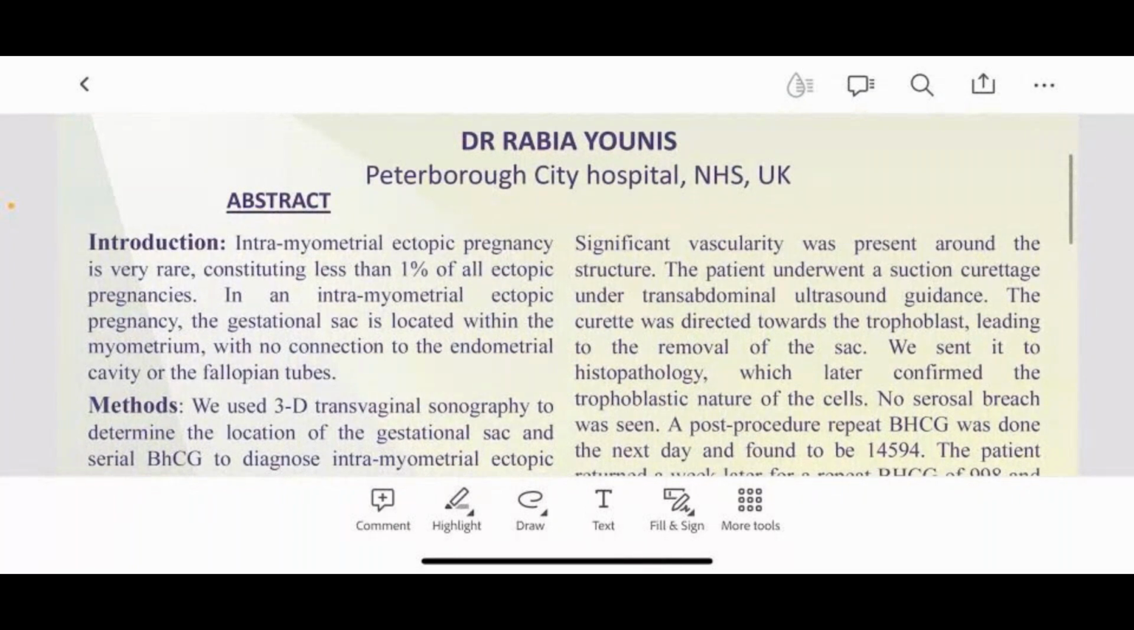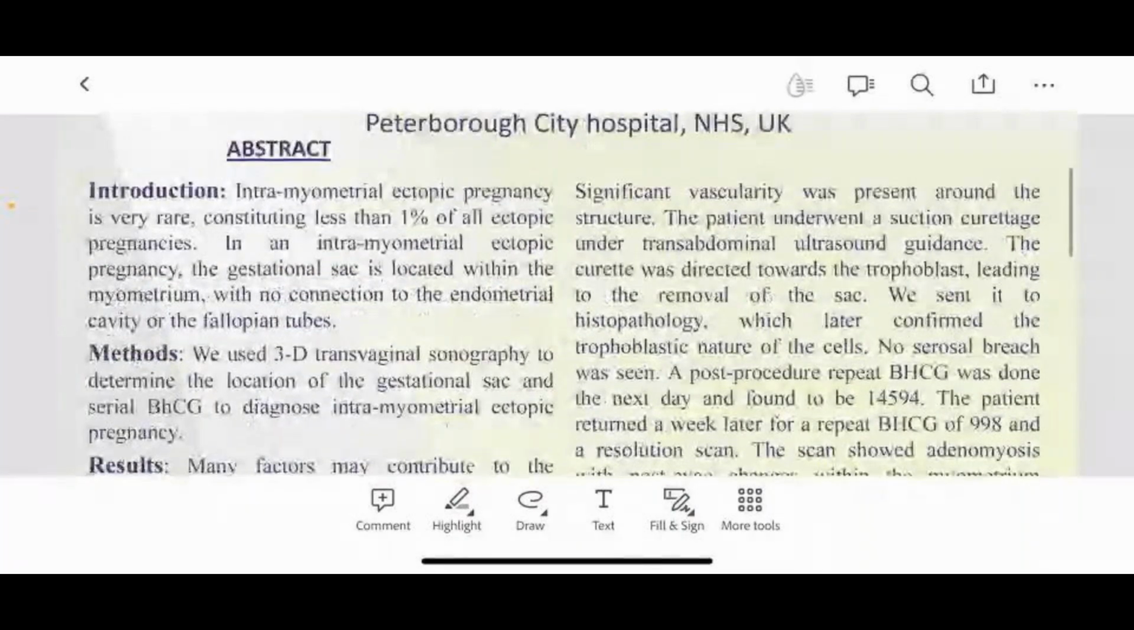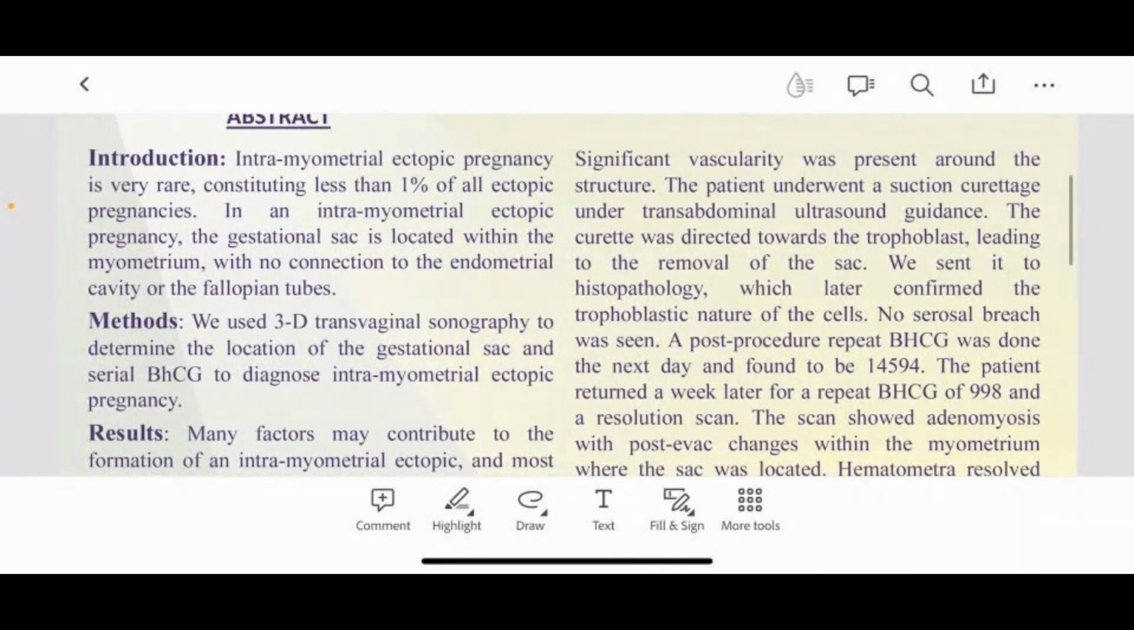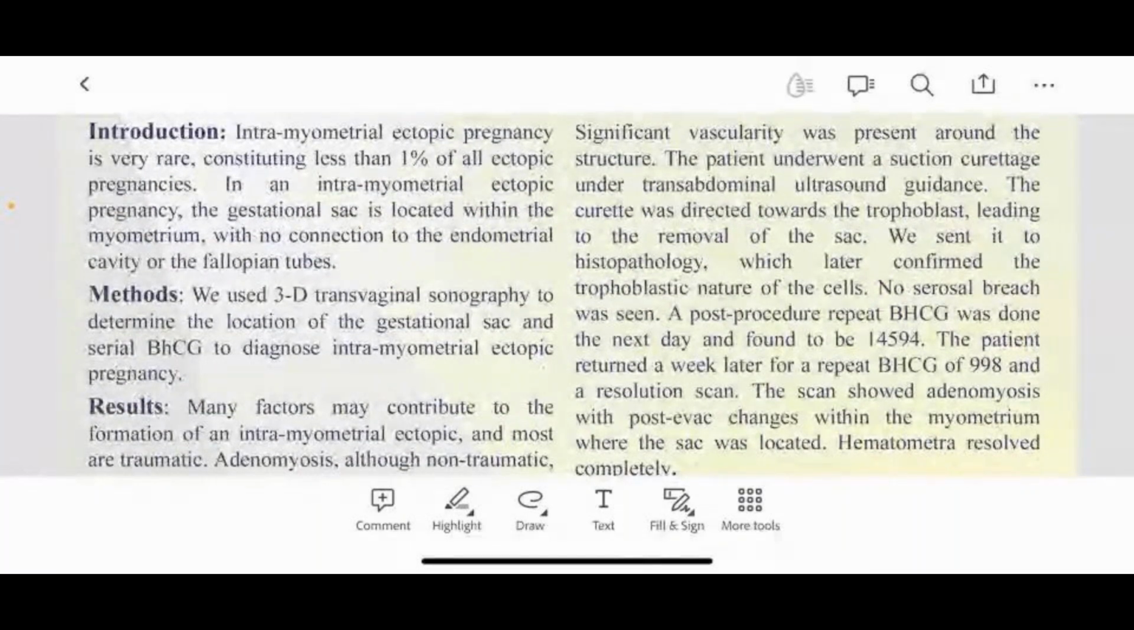So the patient underwent a surgical procedure, surgical curettage under ultrasound guidance. The curette was directed towards the trophoblast, leading to the removal of the sac. The specimen was sent to histopathology, which later confirmed the trophoblastic nature of the cells. The repeat beta HCG the next day after the procedure came out to be 14,594. A week later, the beta HCG of 998 was seen.